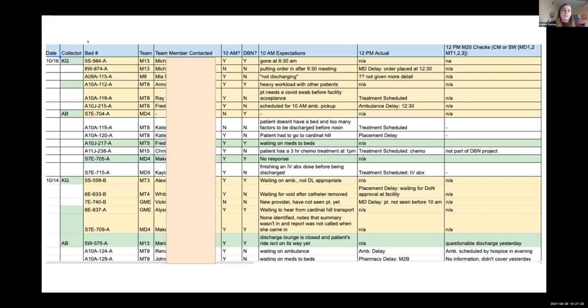So this is an example of one of the spreadsheets. We have very many of them, and this is how we collected our data. Looking at bed numbers, did they have a 10 a.m. order, were they discharged by noon? And then of course, all of our communications are there on the right, and everything is de-identified data. We just blocked out the team member names for personal reasons.